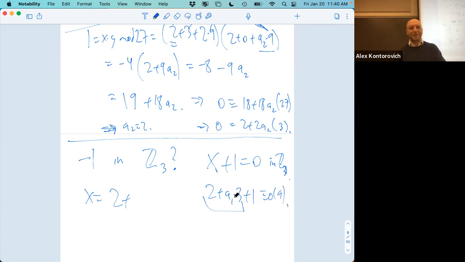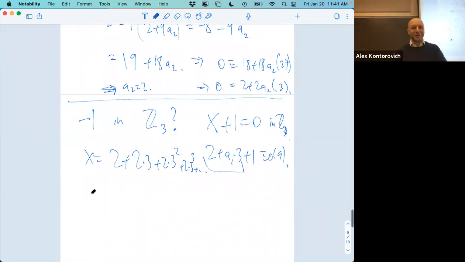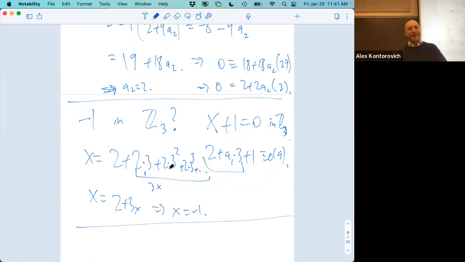So A1 has to be 2, times 3, plus 2 times 3 squared plus 2 times 3 cubed and so on. And if you take this number, you just notice that this number is 3 times X. So X is 2 plus 3X, which implies X is -1. I like adding 1 to it and watching the carrying happen. Yes, that's a great way of putting it. Add 1, that's a 3 that carries, that's a 3 that carries, and the whole thing just falls apart.